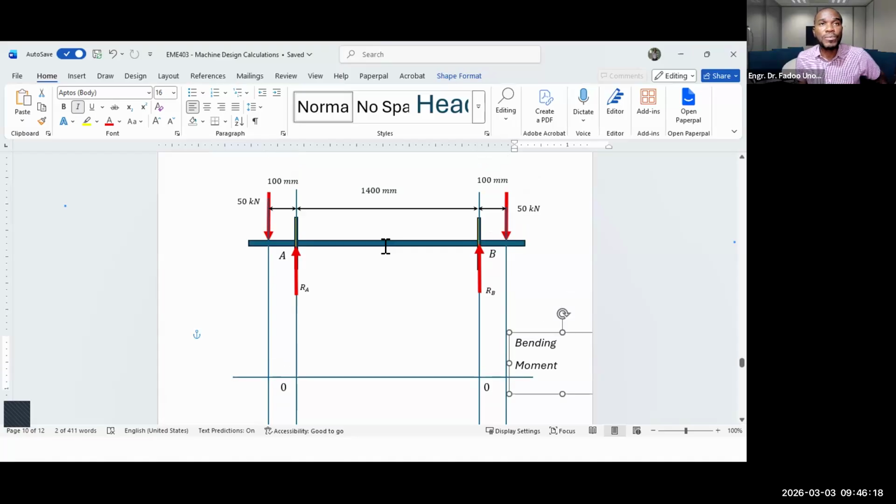Watch carefully. I want to find the total moments that are acting at the point where this 50 kilonewtons is acting. Okay. Now, if I'm coming from my left-hand side, I look on the left-hand side of this force.